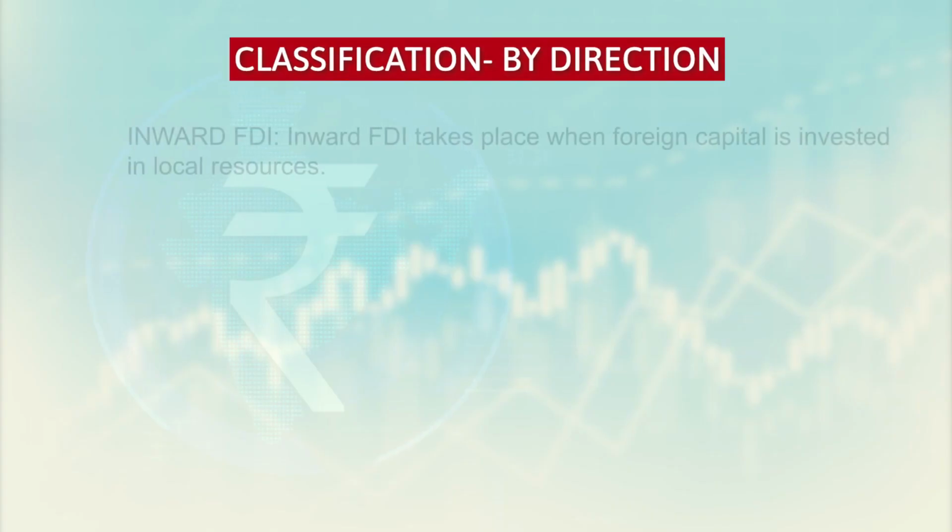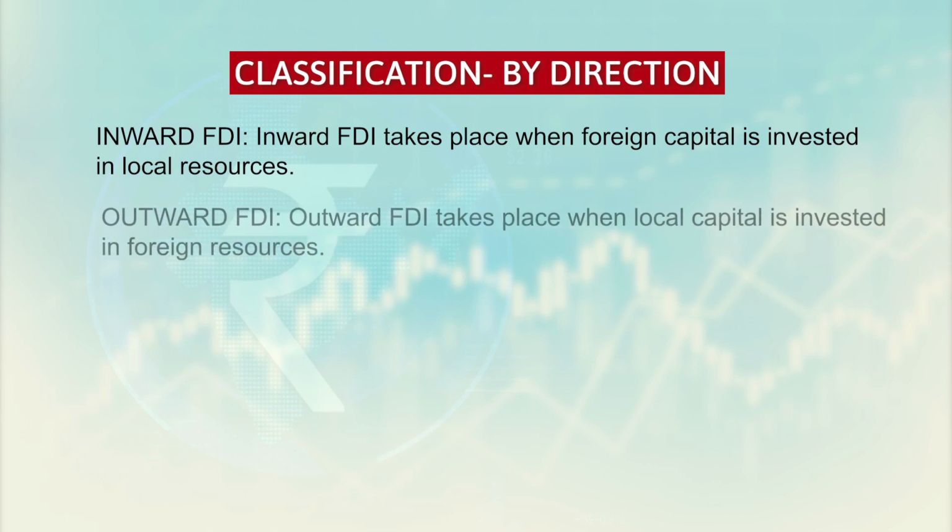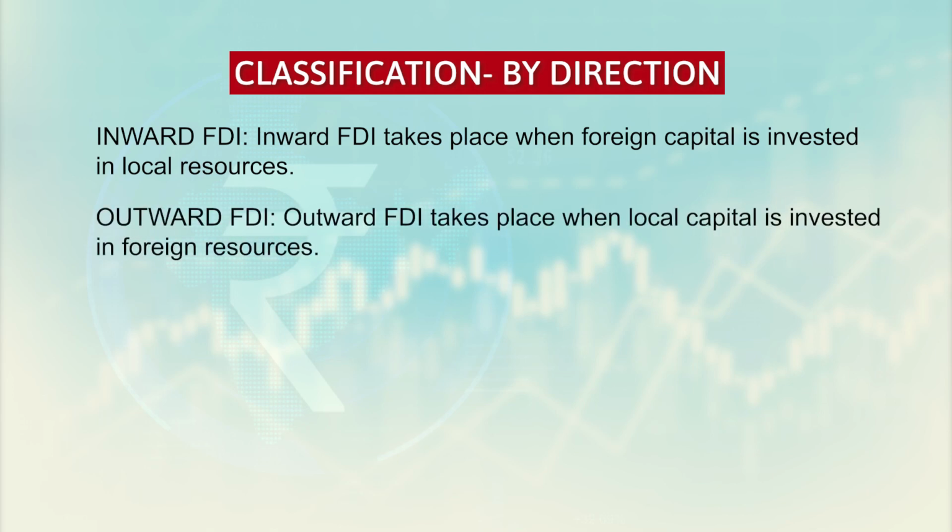So if we go for the classification of FDI, we can have inward and outward. When inward FDI takes place, foreign capital is invested in the local resources. That means we are attracting capital. Outward is when the local capital of the country is invested in foreign resources, called outward FDI.